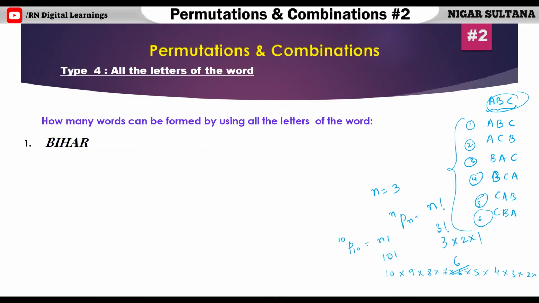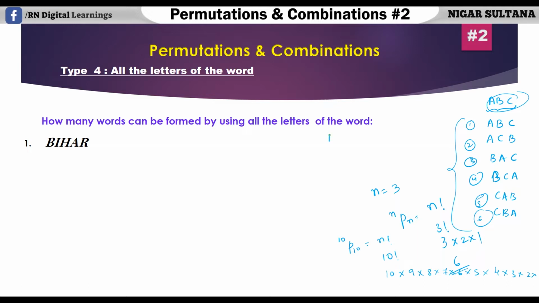Now let's see. The fourth type is all the letters of the word. Means what? How many letters do we have in this word? B, I, H, A, R. Totally we have 5 letters. So the question is, how many words can be formed by using all the letters of the word Bihar? I can write it as, so this is my one way.